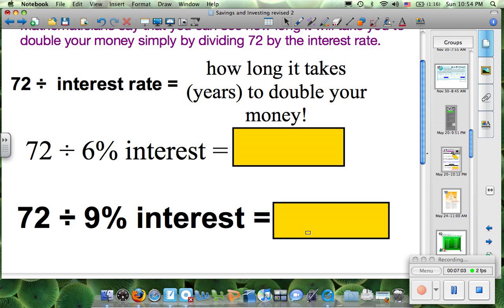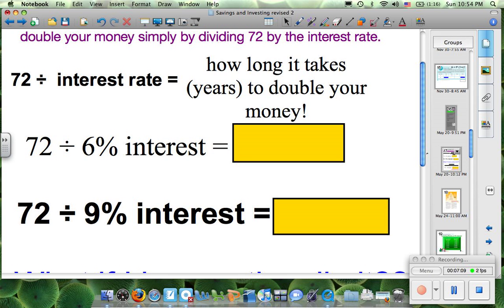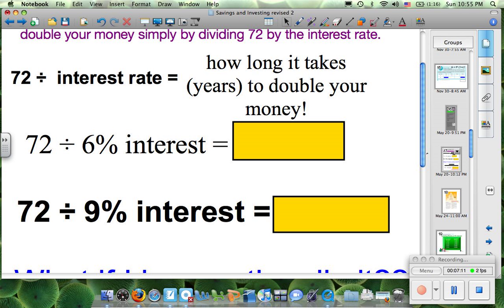So just an easy way to figure out how long it will take for your money to double at a certain interest rate that you're getting. Okay. Obviously, if you're earning 1% interest on a savings account, 72 divided by 1 is, hope you got that one, 72. It will take you 72 years to double your money in a savings account earning 1%.